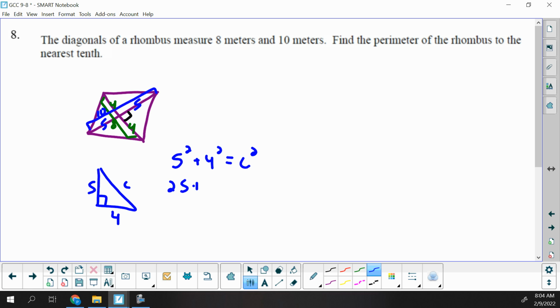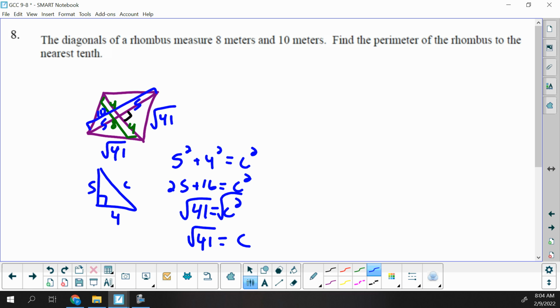That's 25 plus 16 equals C squared. Or 41 equals C squared. And when we take the square root, we'll have square root of 41 equals C. And let's just leave it as that for right now. Well, we want to find the perimeter. A rhombus implies that all 4 sides are congruent. So all of these would be square root of 41. So for our perimeter, essentially we have 4 times square root of 41.